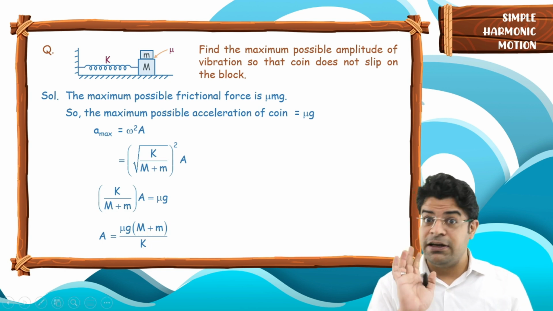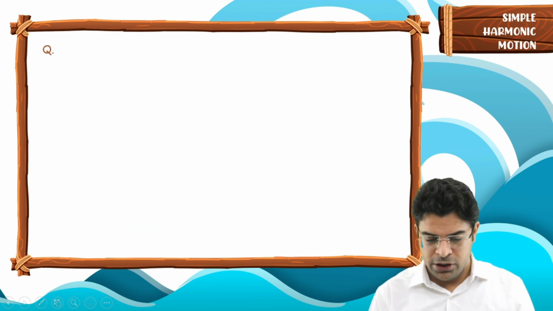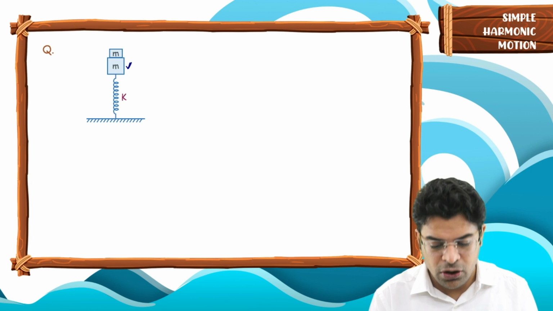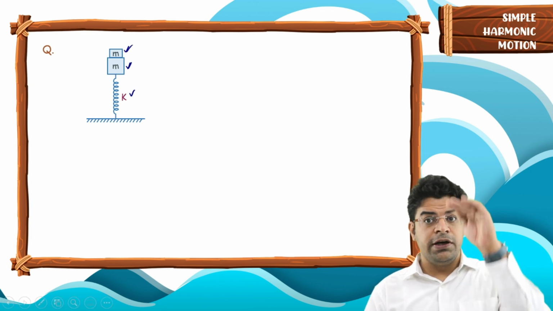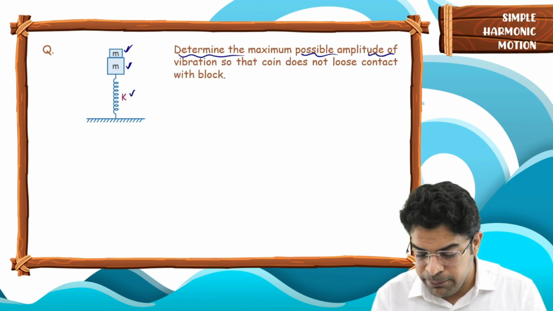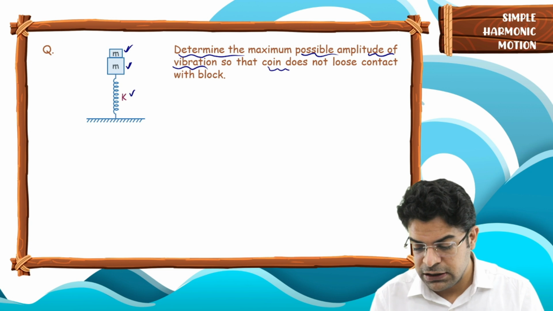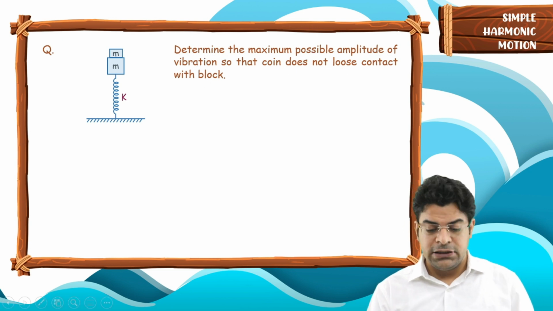So the question is very simple, but it looks tough. Let's practice one more question of the same type. Now you have got the block and the coin is placed above it, and they are oscillating in the vertical direction. The question is, determine the maximum possible amplitude of the vibration so that the coin does not lose contact with the block.